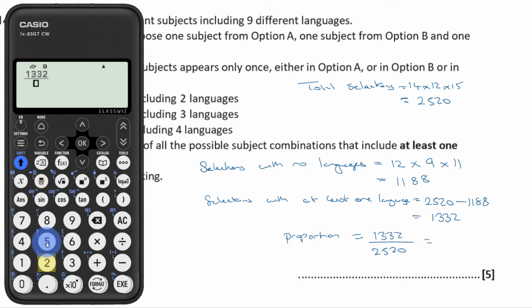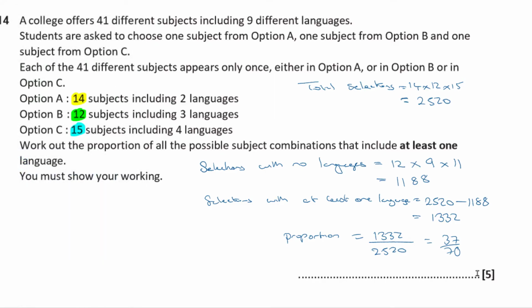1332 over 2520, 37/70ths apparently. Yeah, so whenever you're looking at selection or probability and they have these things with at least one, you can often spin those around and look at none instead. That can often be an easier selection. That crops up in probability as well as selection, so it's a handy trick to know.